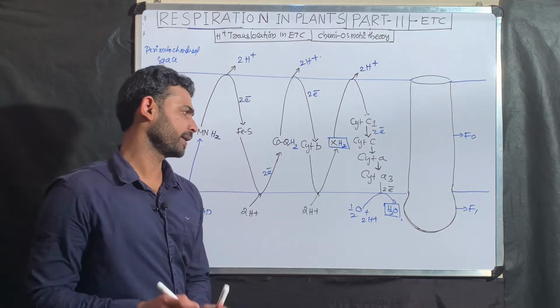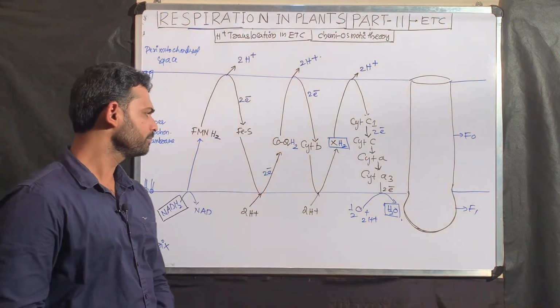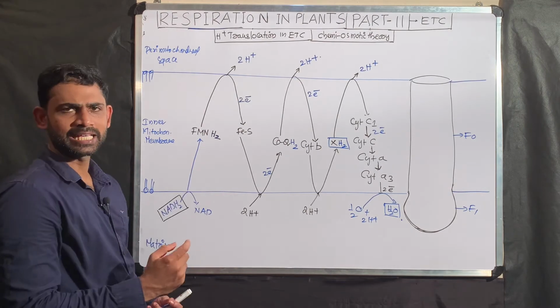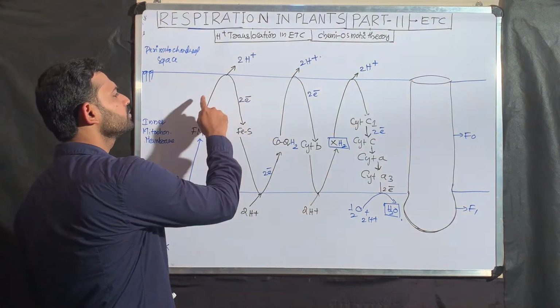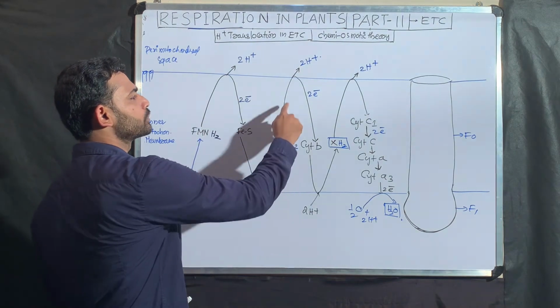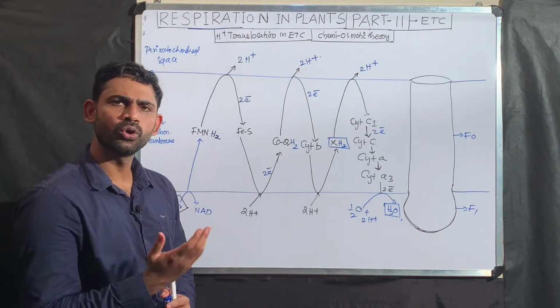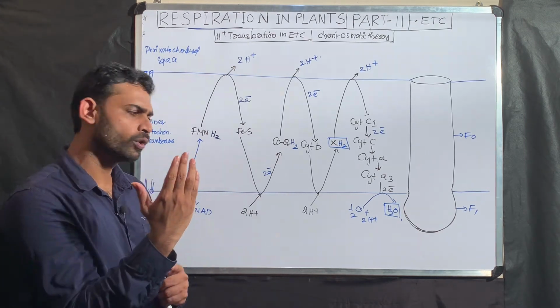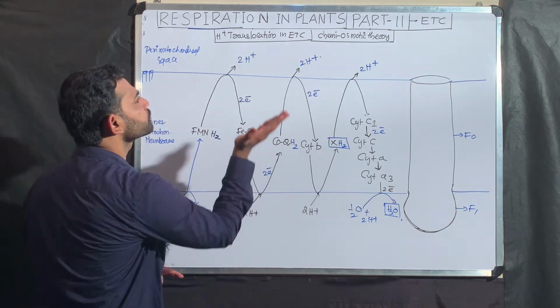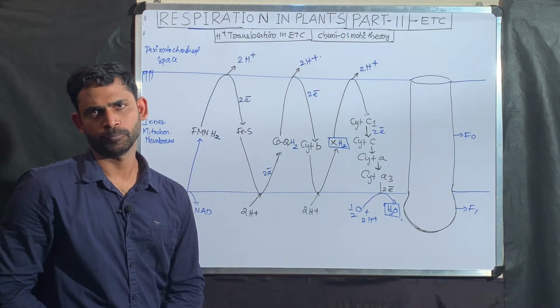Here the very important thing you need to remember, explained through the chemiosmotic theory: while electrons are moving from one carrier to another carrier, there is a translocation of protons, from the matrix to the perimitochondrial space.